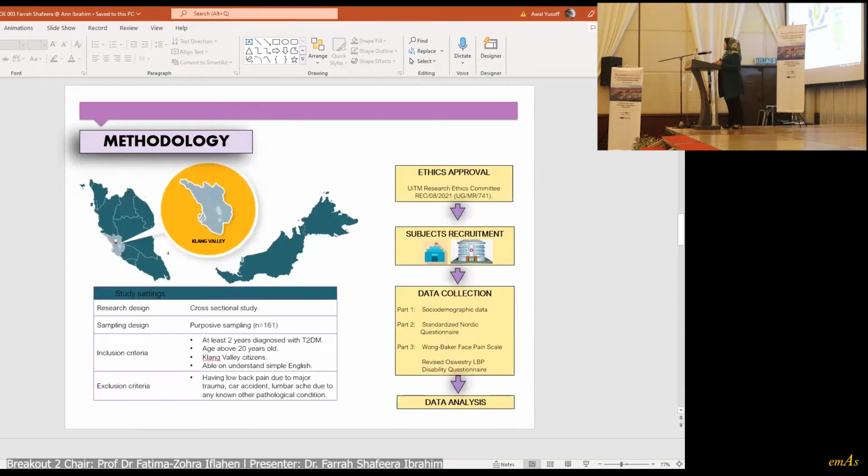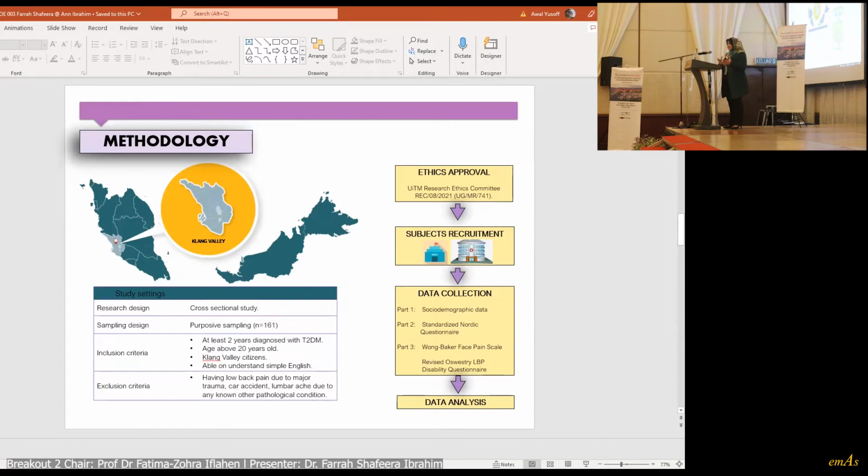Let us now move to how we conducted the study. This is a cross-sectional study, and after we got the ethical approval, we completed the recruitment via the inclusion and exclusion criteria, where we went to the hospitals and also the NGO centers in Klang Valley, Malaysia.